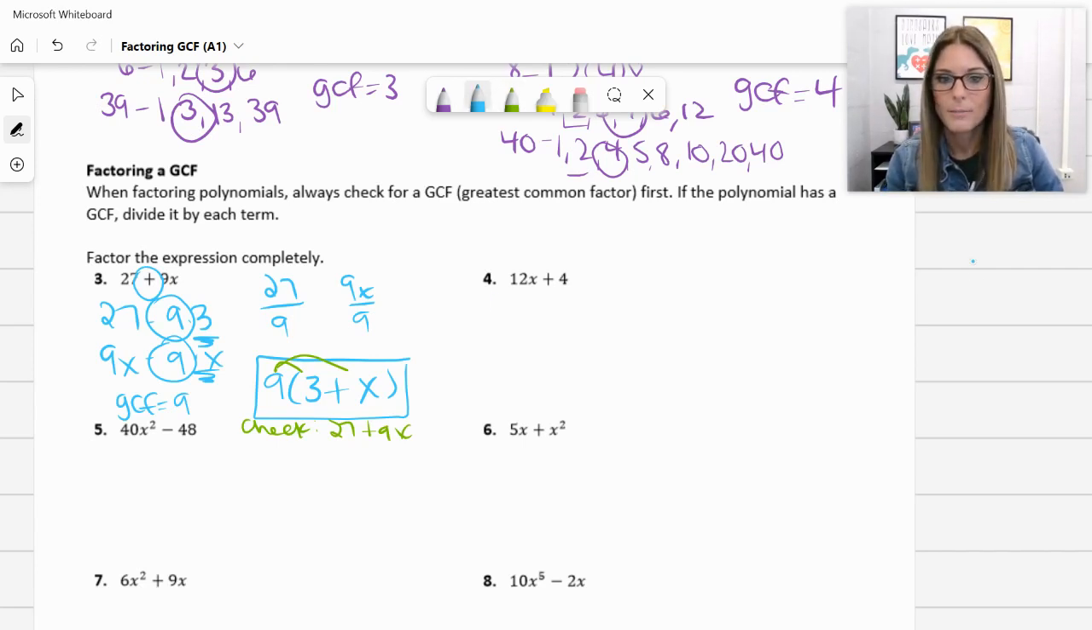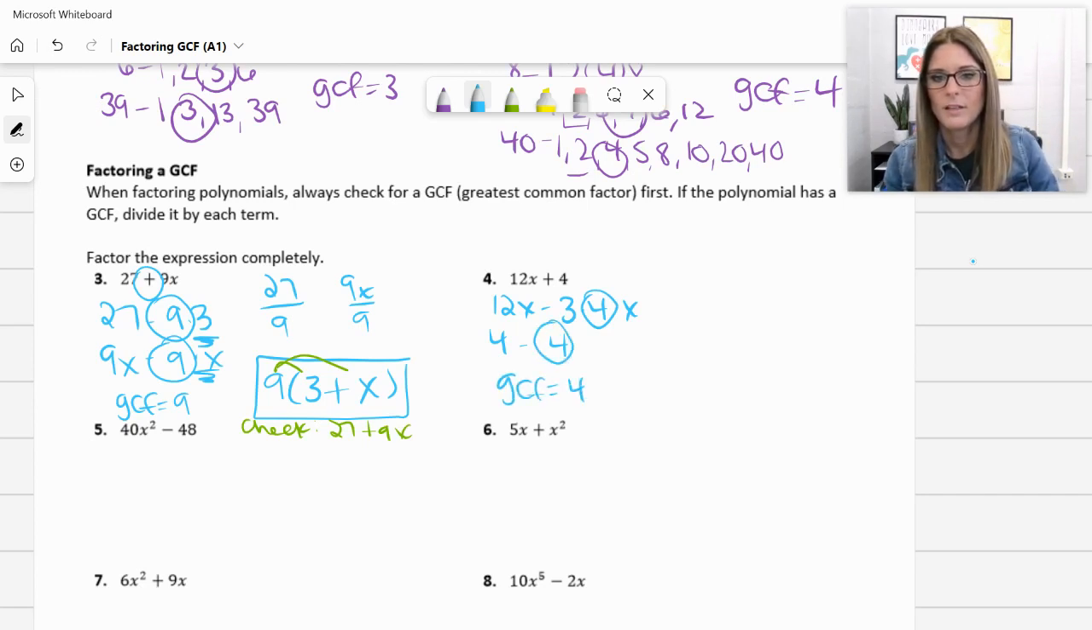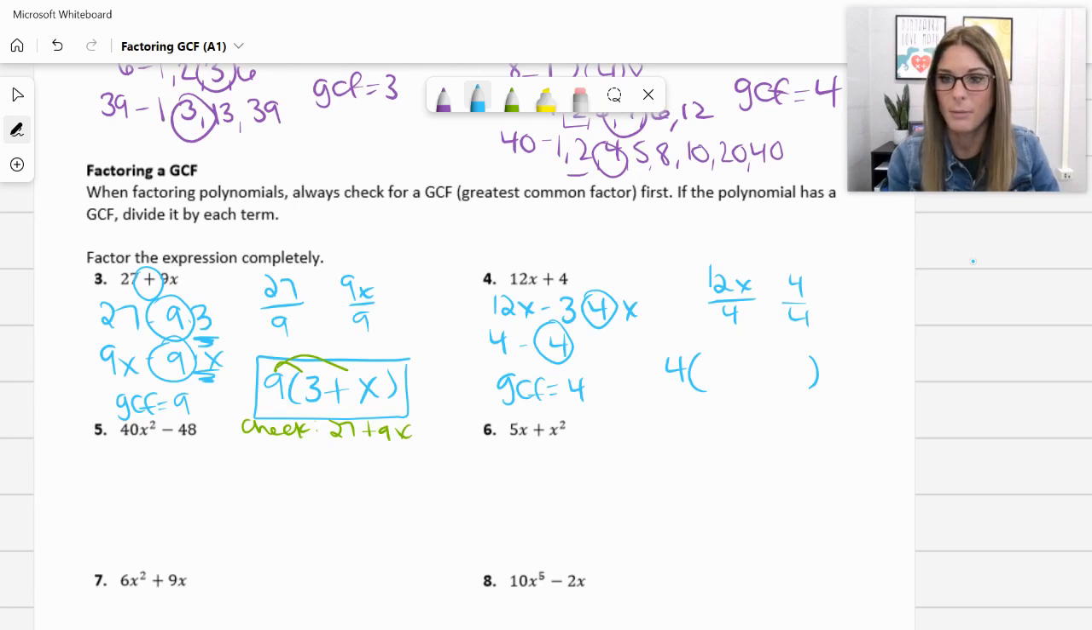12x plus 4. I'm going to list those terms here. I know that 12 is 3 times 4, and we also have an x in that term. And then 4 is 4 times 1, but I see that GCF can be a 4. So we're going to take 12x, divide it by 4, 4 divided by 4, and to show our factored form, GCF is the 4, and I'll have parentheses. Like I said, backwards distributive property.